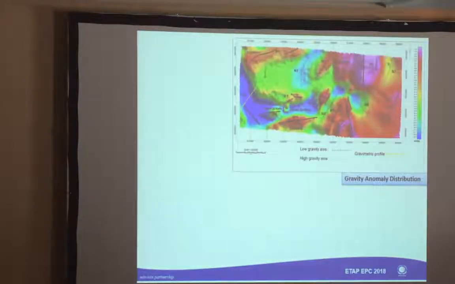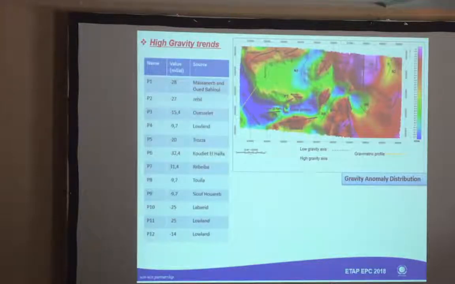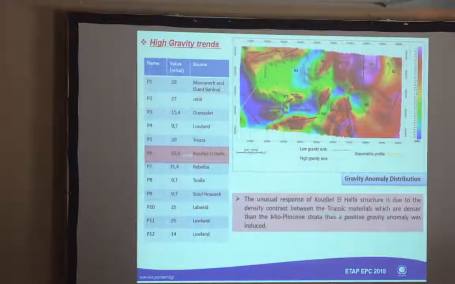The workflow begins with the gravity anomaly distribution. As you can see here, the map highlighted low gravity and high gravity axes. Let's start with the high gravity trends. We have 11 positive gravity axes. Generally, they are correlated with mountains, but we have the unusual response of Qudit al-Halfa, which is a salt structure that gave a positive anomaly.